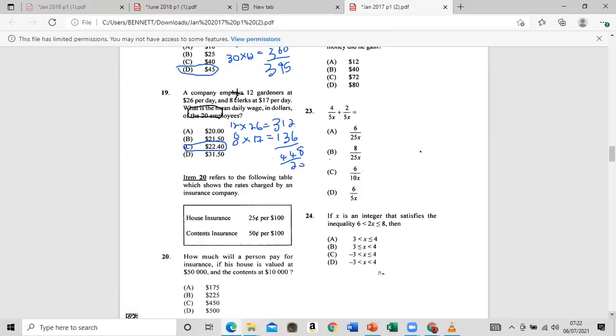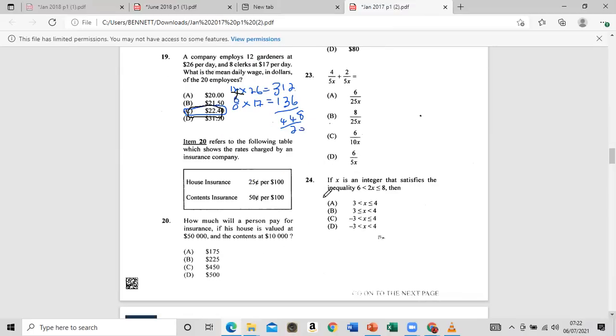Alright, so we're on to 20 now. How much would a person pay for insurance if the house is valued at 50,000 and the contents at 10,000? But remember what they gave us? They gave us home insurance at 25 cents per 100. Since I didn't get the rate per 100, I could find out how much 100 is in each.